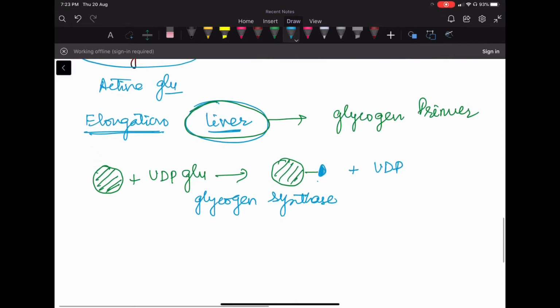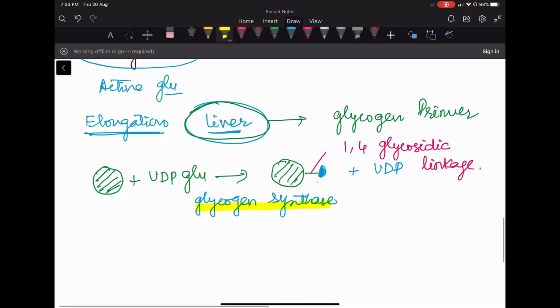And this linkage is very important: the linkage is a 1,4 glycosidic linkage. As we discussed, the first enzyme is called glycogen synthase, which is required to combine UDP glucose to the glycogen primer. Here UDP is released and one glucose unit is added.